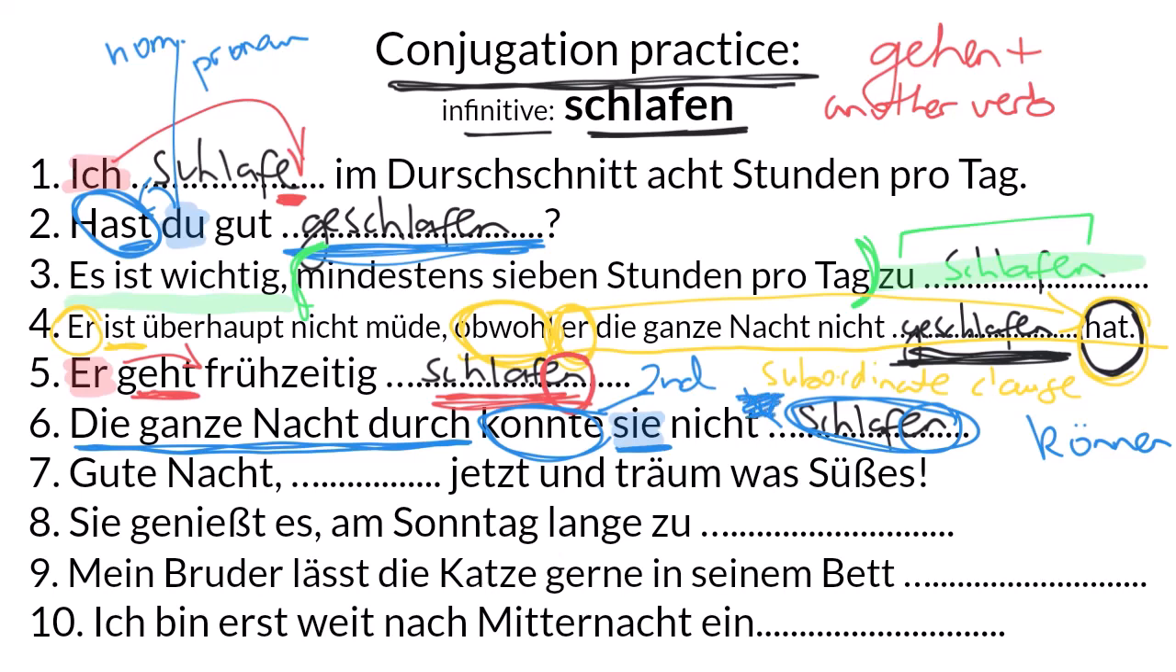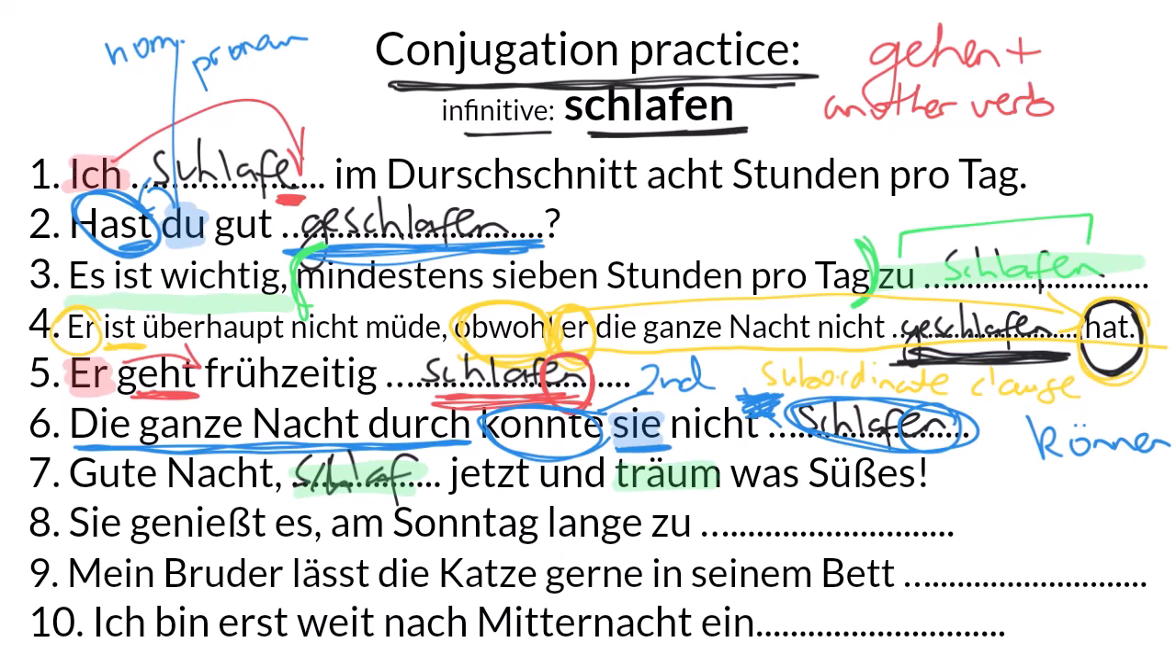Number 7, gute Nacht, schlaf jetzt und träum was Süßes. This means something like, good night, sleep now, and sweet dreams. That's what we might say in English. Now, what's happening here with the verb? Let's have a look at the verb, schlaf. And there's also another one, träum. What's happening with those verbs there?